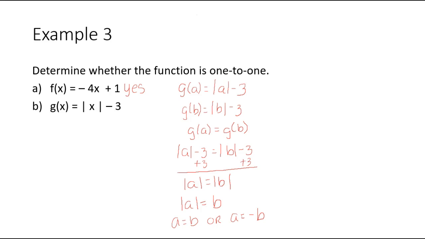And so for this problem, we would say, no, this one is not one-to-one. If it was just a equals b, we'd say yes, but because we have this extra solution over here, this problem is not going to be one-to-one.